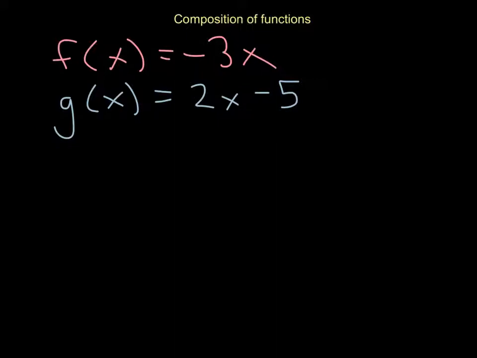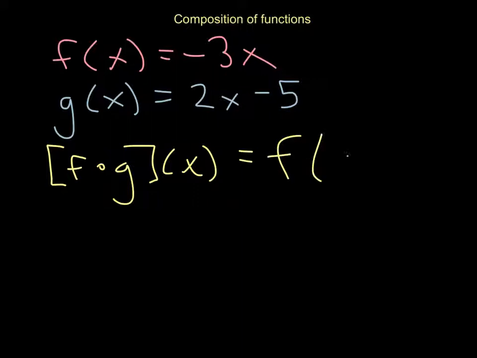And what I'd like to do is put the two together. I'd like to make a composition of two functions. There's a fancy way to write it. It looks like this. This means the composition of f and g of x. And another way of writing it is like this, f of g of x. So we're going to try to put those two together.